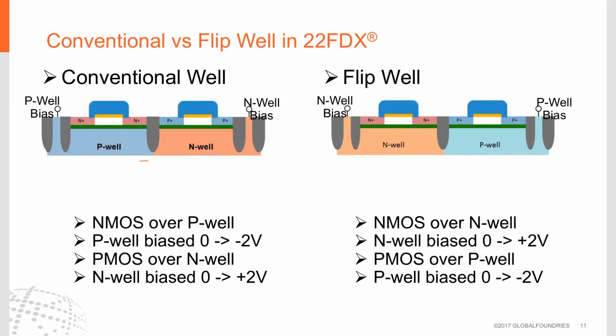This is peculiar to 22FDX. You'll see an N-channel device sitting on an N-well and a P-channel device sitting on a P-well. The thin green oxide layer in between the transistors and the wells prevents any forward biasing from taking place between the drain sources and the wells.